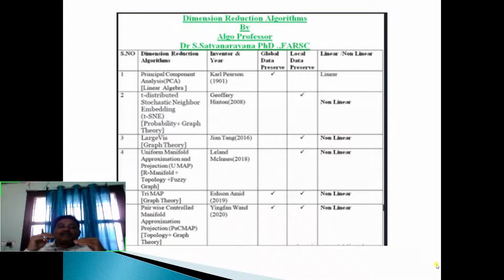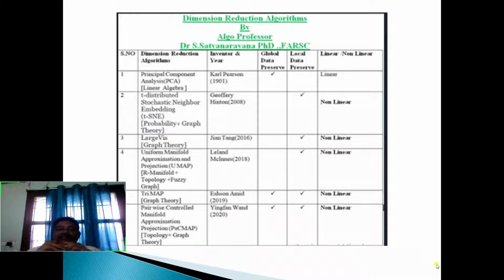After 100 years, another algorithm, the phenomenal machine learning expert Geoffrey Hinton designed the t-SNE model. This model is more accurate than principal component analysis. It works on local data preservation. It is also a non-linear model. It is a combination of probability models, where they apply some probability concept and graph theory concept. They can find better visualization with respect to PCA. We'll discuss one by one, including coding, in this class.